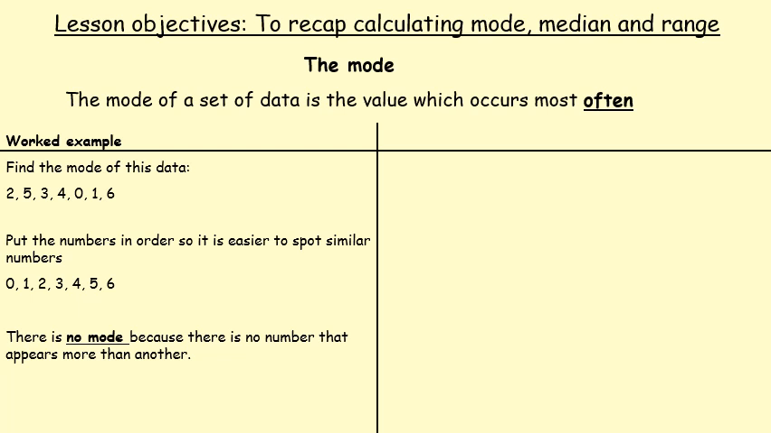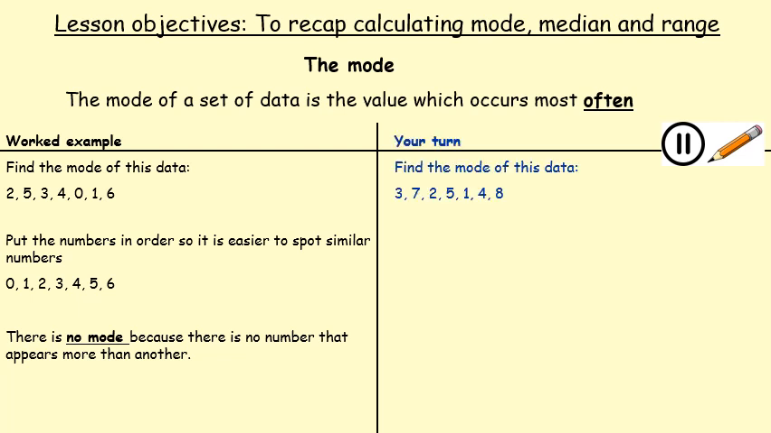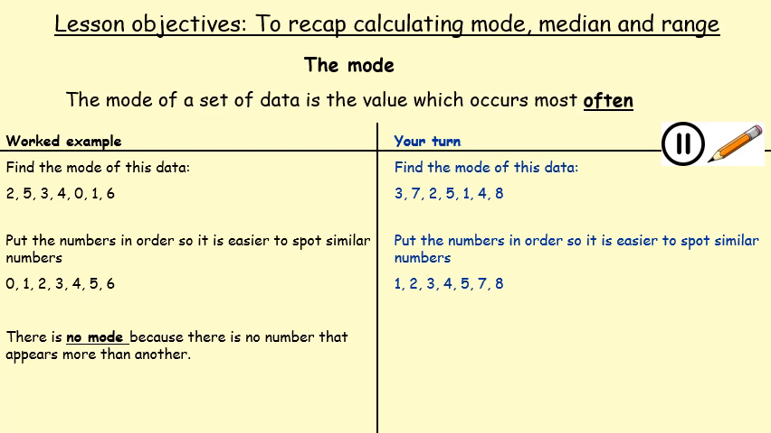Okay, this is an example of no mode because there is no number that appears more than the other. Okay, so that's an example of no mode where they all appear an equal number of times. Okay, so pause the video now and have a go at this question on the right. Okay, so having worked through this question, hopefully you've put the numbers in order and got this list here, and what you'll find is there is no mode because there is no number that appears more than the other in this list. They all appear once.